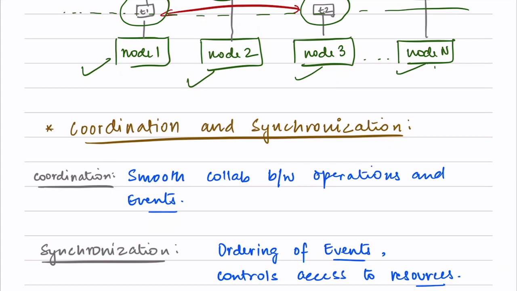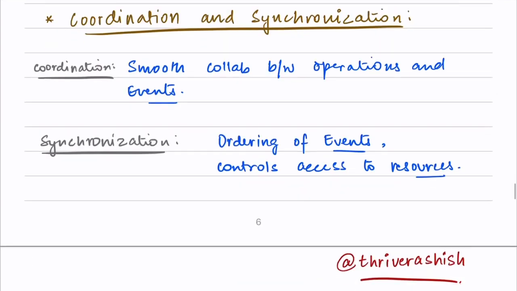Like it should not be that you can access resources as many times as you want. There will be network calls also involved in that. So all those synchronization and coordination have to be there in the distributed system to work smoothly.